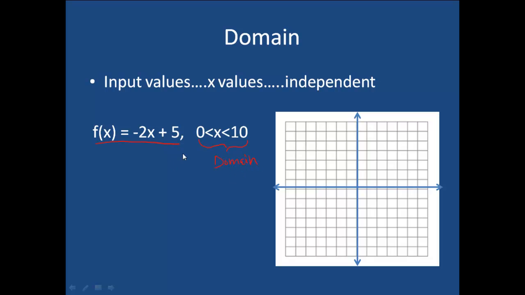And what we do is we will graph this line like it's a regular line, and then we're going to go back and look at the domain and cut it where it needs to be cut, because we don't get to use any x value anymore. We only get to use the values from 0 to 10.